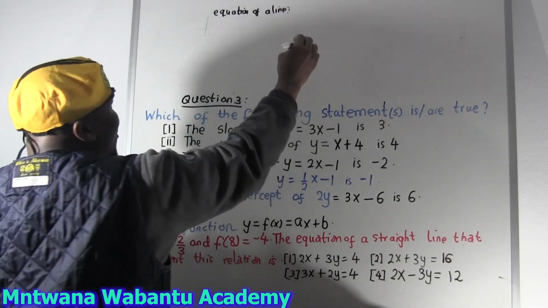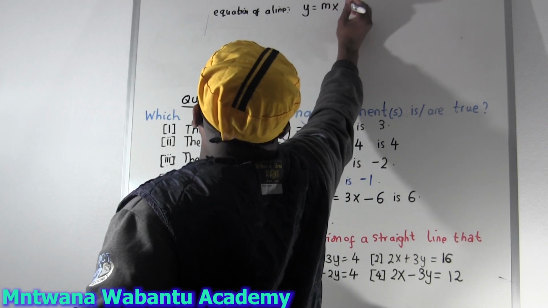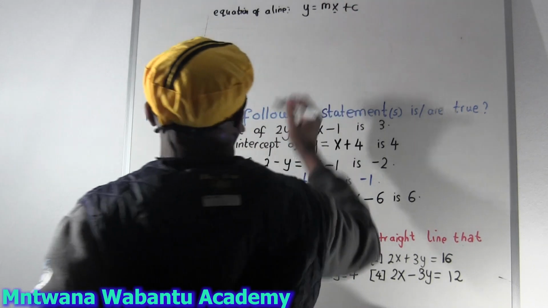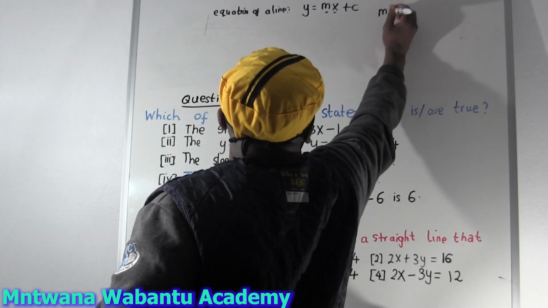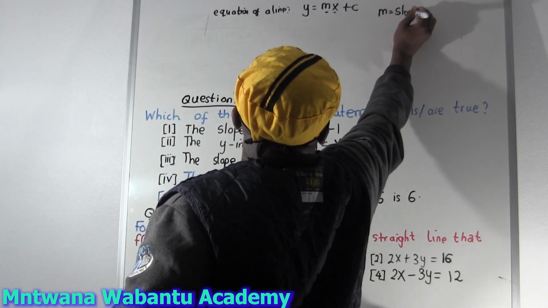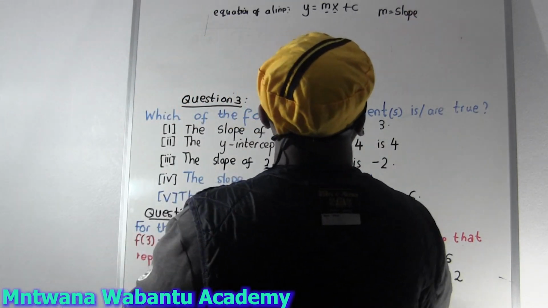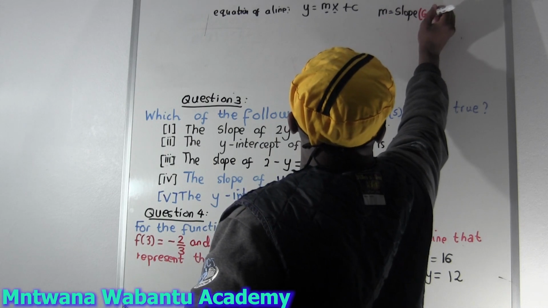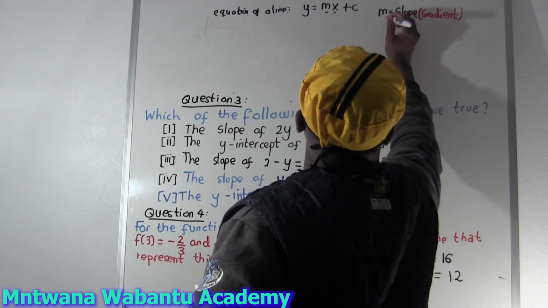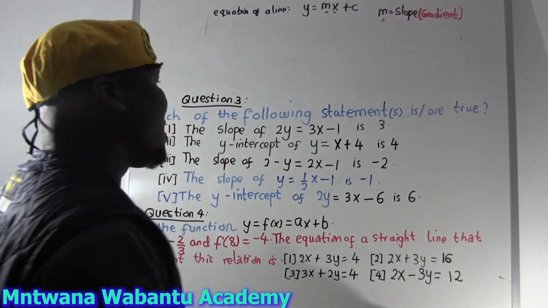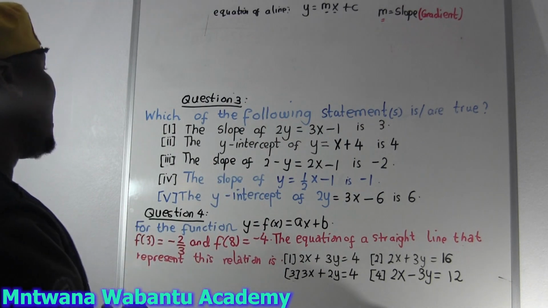The equation of a line is always in this form: y equals mx plus c. What is m? M means slope. You can call this slope or gradient, it's the same thing. We represent it by using the letter m. So if I say slope or gradient, it's the same thing. You know what I'm saying?